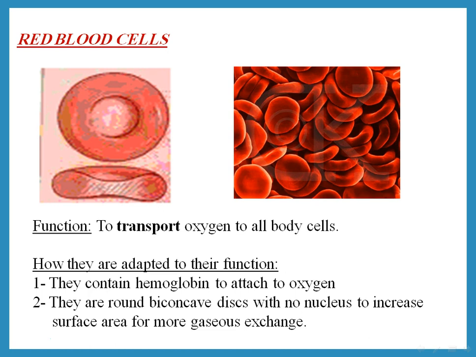The red blood cells are round biconcave discs. Can you see what it looks like? It looks like a donut. Round biconcave disc, and they have no nucleus. Remember that the red blood cells are the only cells in your body that have no nucleus. And this is to have more surface area for more gaseous exchange. So we're trying to have enough space to carry as much oxygen as possible. So this is what they look like.